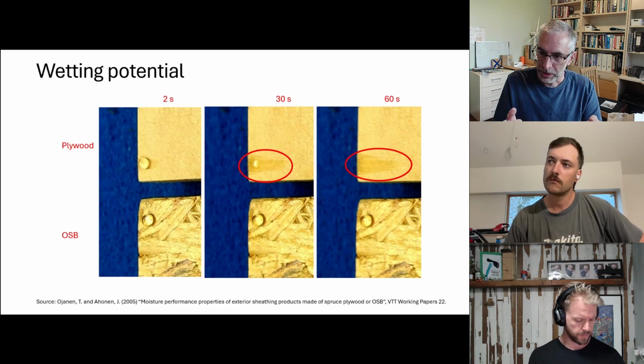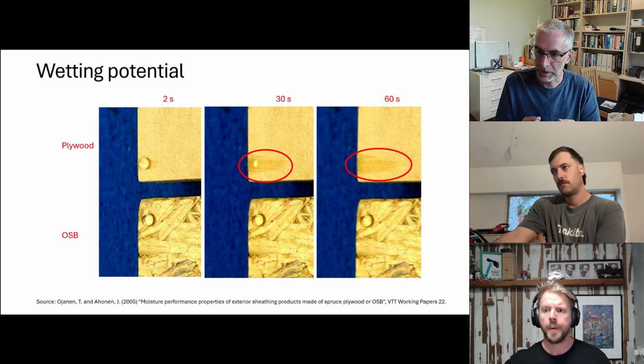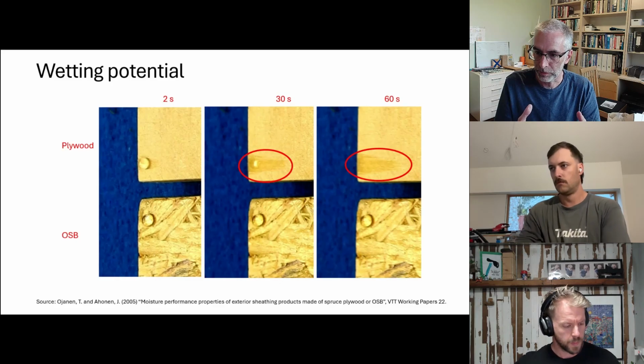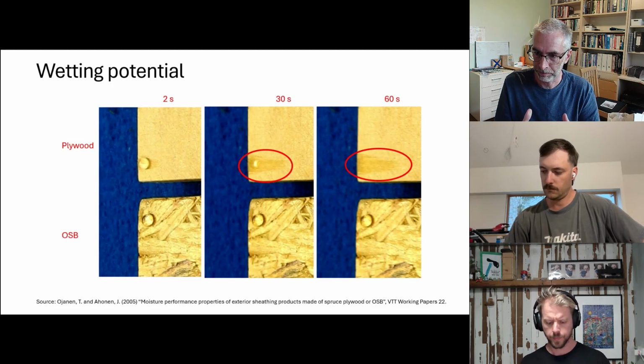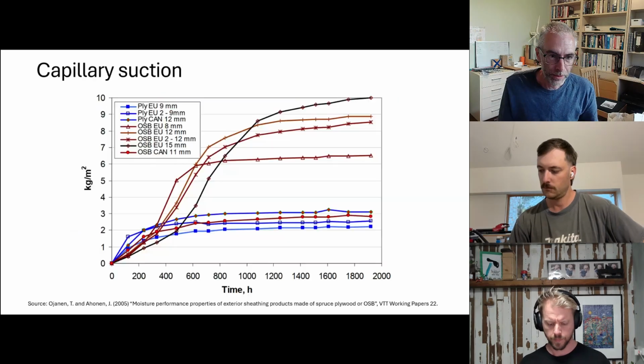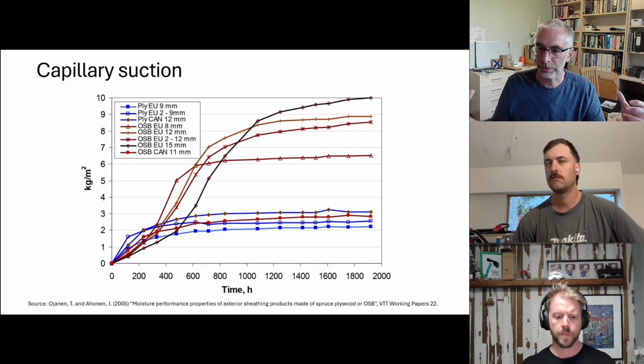Whereas with OSB, it will tend to bead on the surface. It's much more hydrophobic because the resins, and there's also often wax within OSB, will make that surface hydrophobic and prevent that droplet of water being absorbed into the timber, which is obviously a good characteristic. And this is related to this notion of capillary suction, so water getting absorbed into the structure of the timber and then drawn through that timber.